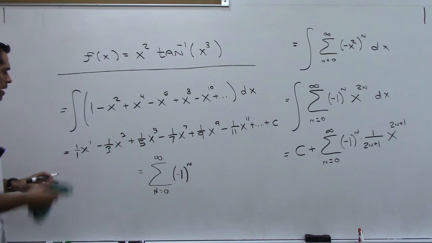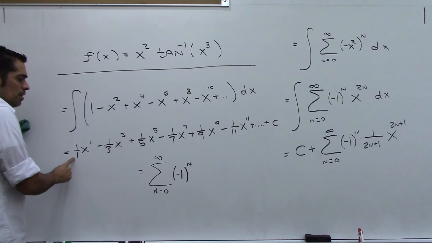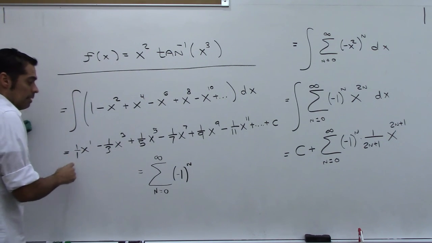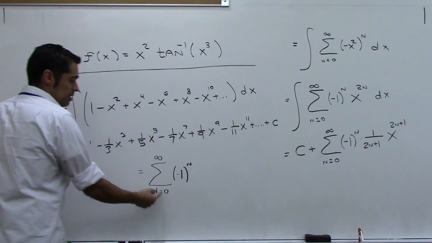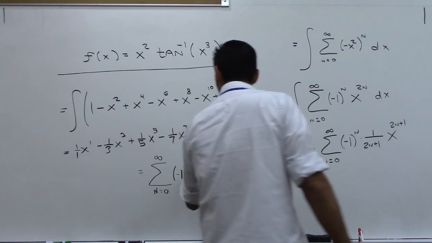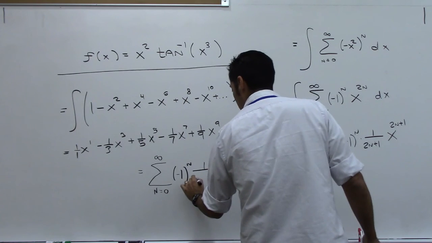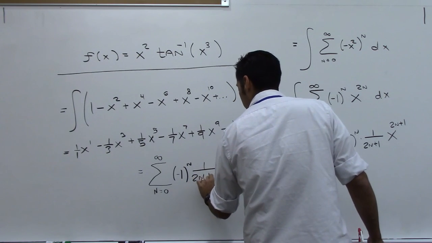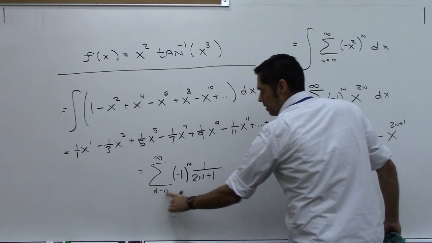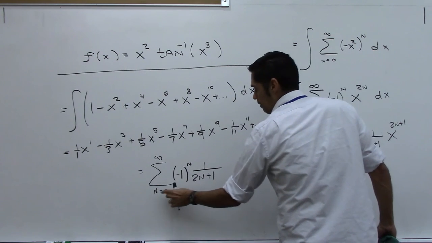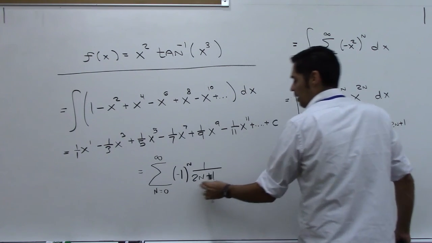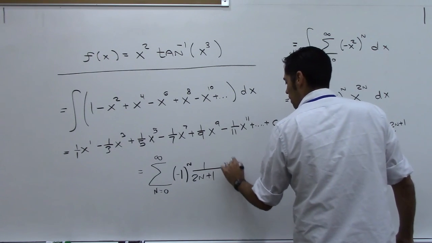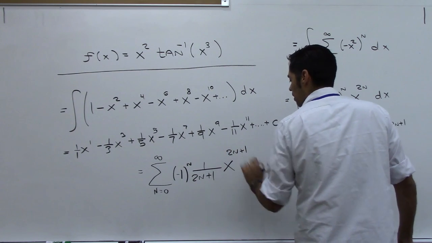I need to create the odd numbers starting with 1, but n is going to start at 0. So here's how I create the odds: 1 over 2n plus 1. If I let n be 0, I get 1. If I let n be 1, I get 3. If n is 2, I get 5. And then the power will be the same thing, 2n plus 1.